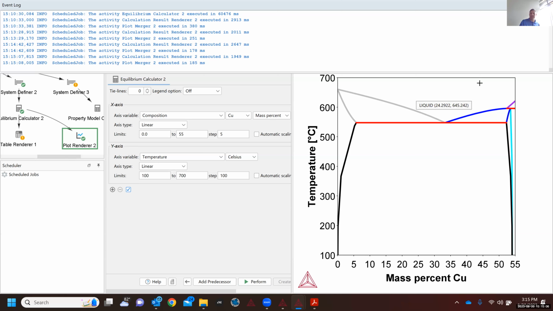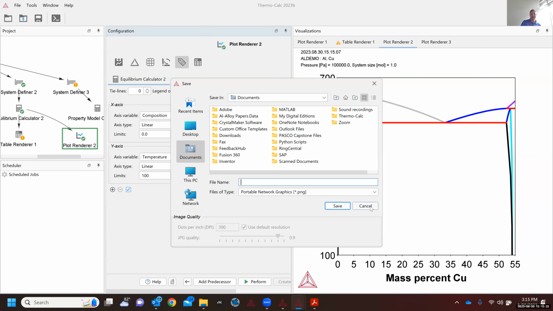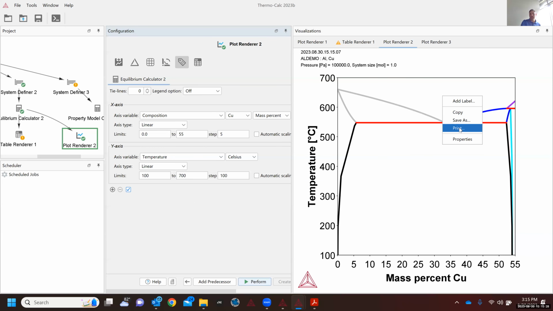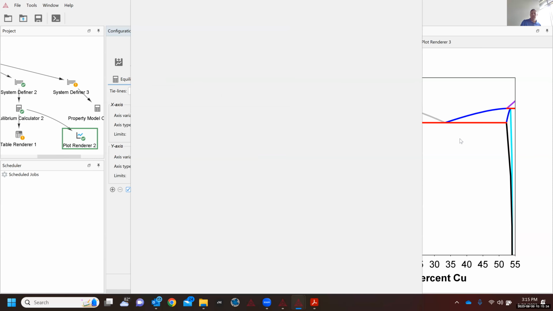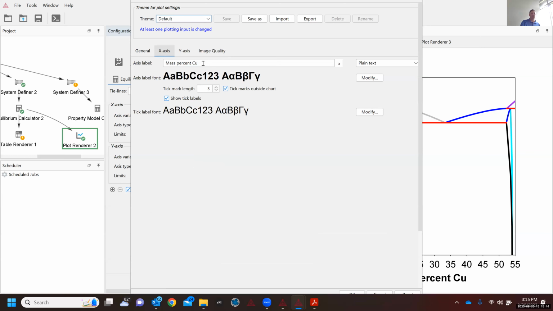So now we can go over and hover over it. If you right click on the diagram, you'll be able to add a label. You could copy the entire diagram, so you could copy it as an image and paste it somewhere. You can save it as some type of image file. You could print it, which I've never used. Properties will bring you to all of the options for fonts and labels. So if you wanted to label this, instead of mass percent copper, 8% Cu.